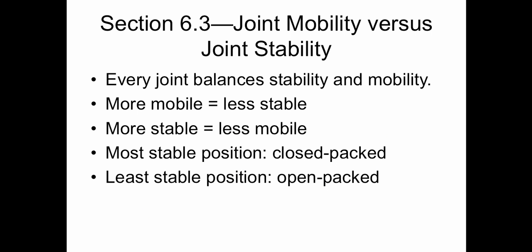Every joint balances stability and mobility. They are more mobile and less stable, or more stable and less mobile. Their most stable position is described as the closed packed position, and their least stable position is described as the open packed position. Mobility and stability are antagonistic concepts. More of one means less of the other. What is the position of the bones when a joint is closed packed? In a closed packed position, the bones in a joint are maximally congruent, or very, very stable.